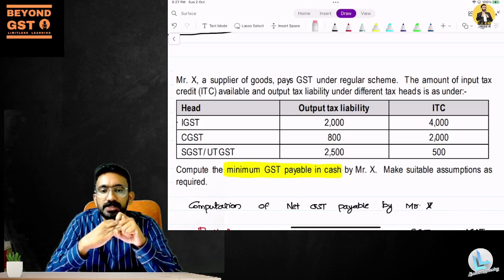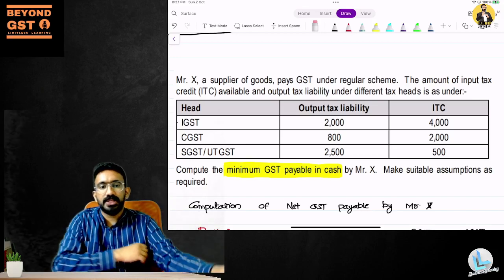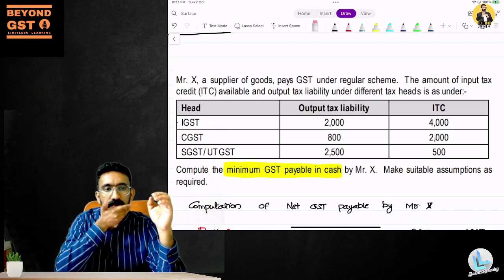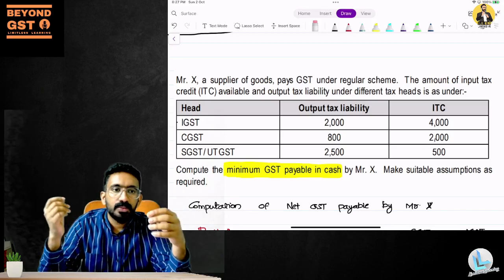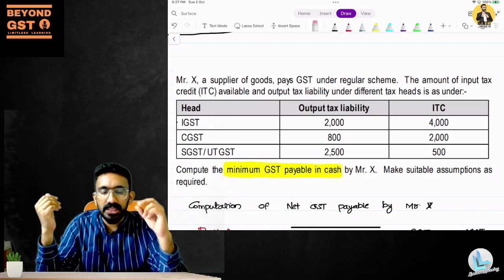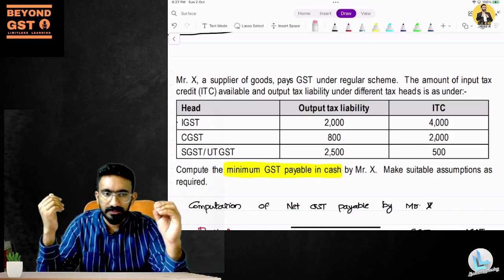Compute the minimum GST payable in cash by Mr. X. Make suitable assumption as required. So do you have to compute output tax liability and ITC here? No, it's already given. What do you need to compute? You need to only compute the net GST payable.